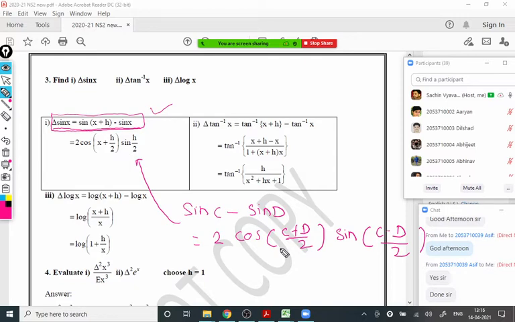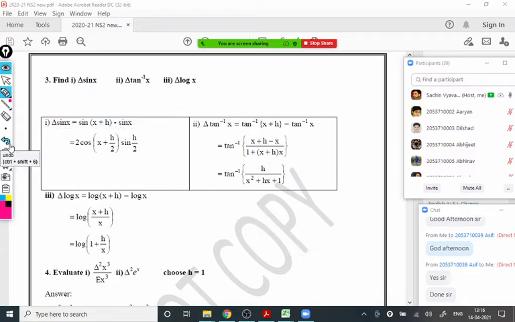Similarly, if you come to the second question here, we have to find delta tan inverse x. Delta of tan inverse x, by the formula, is f(x plus h) minus f(x). So tan inverse (x plus h) minus tan inverse x. Can anyone tell me what formula is used to simplify? Actually, you have to do this when the question is to simplify. Yes, which formula is used? Tan inverse A minus tan inverse B. Correct.